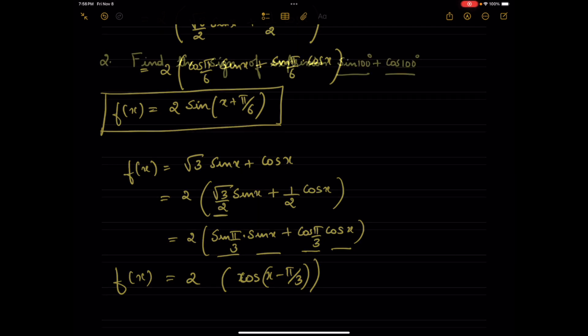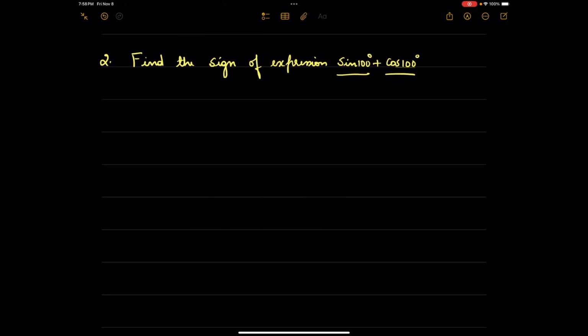Now let's try the second one. In the second question, we have to find the sign of the expression sin 100 plus cos 100. When we are asked such a question, we have to reduce this expression to either sine or cosine format, so that when we reduce it to one of the trigonometric functions format, that's when we can actually understand what the sign of that expression is.